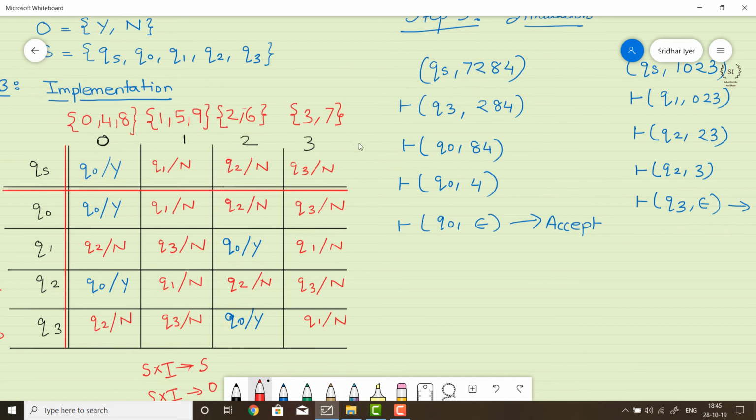QS on input 7 goes to Q3, so the remaining input is 284. Now Q3 on input 2 goes to Q0, with remaining input 84. Similarly Q0 on input 8 goes to Q0 only, with the remaining input as 4. Finally Q0 on input 4 stays in Q0 itself, and there is no more input left, and the machine is already in the final state Q0. So we can say that we will accept the string.